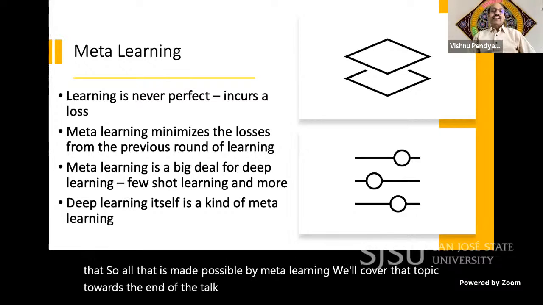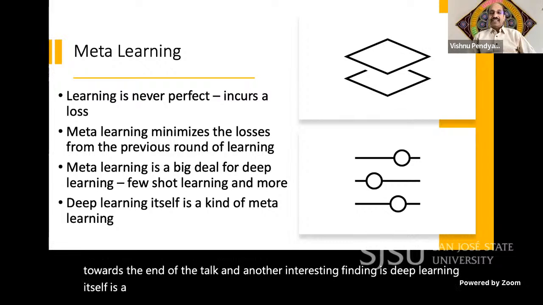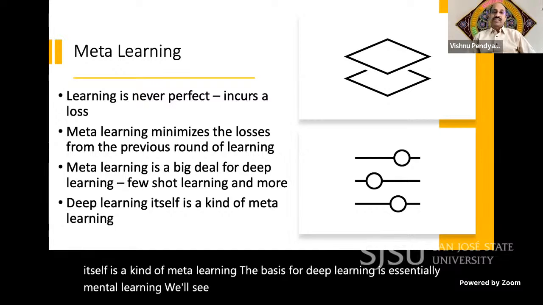And another interesting finding is that deep learning itself is a kind of meta learning. The basis for deep learning is essentially meta learning. We'll see how and why towards the end of the talk.